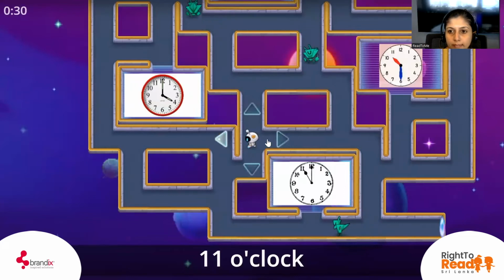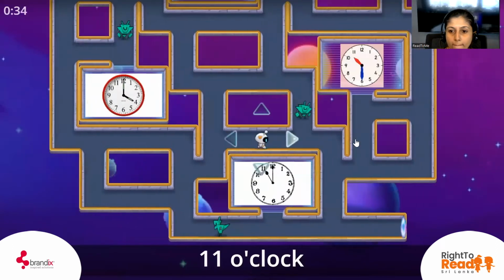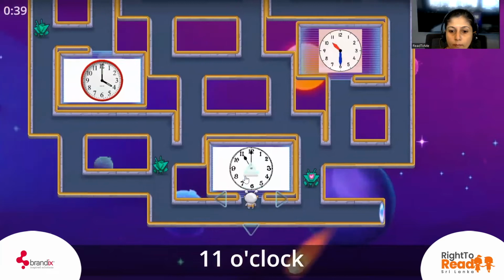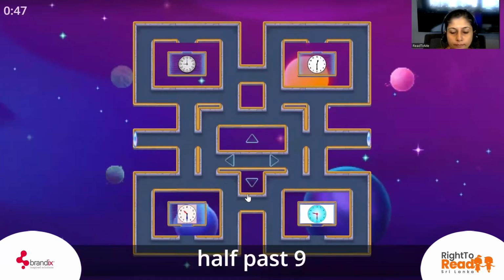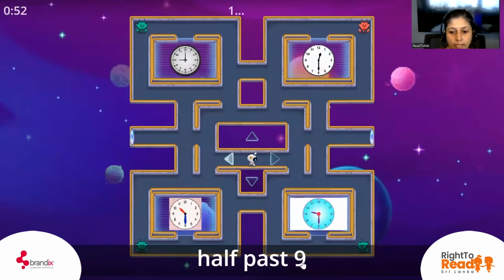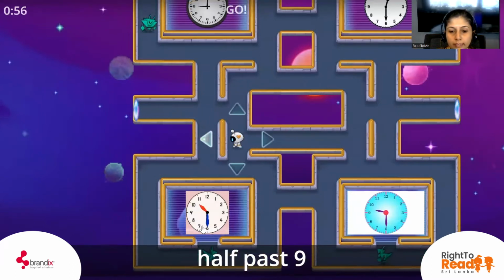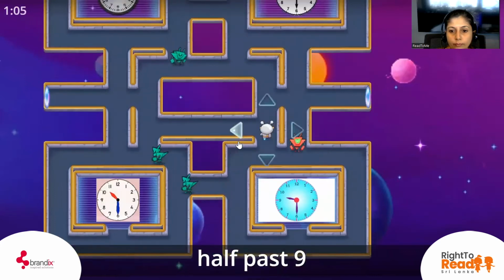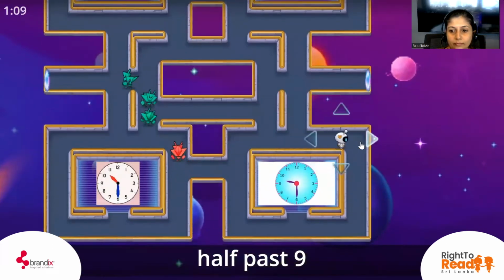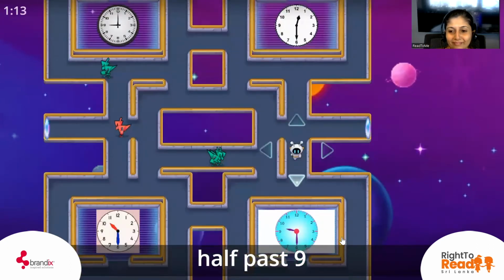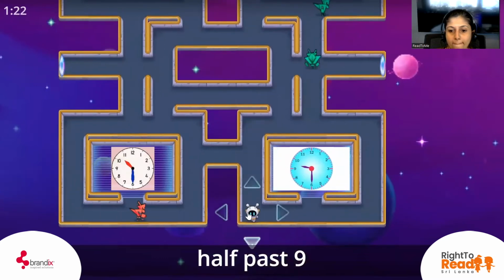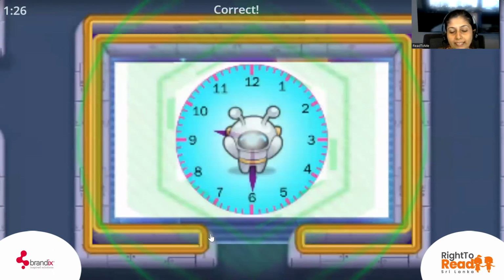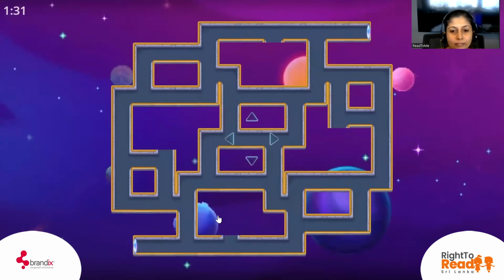You have to escape from the monsters. Yes, it's 11 o'clock. Let's move on to another one. 9:30. That means the short hand should be on 9 and the long hand should be on 6. I think you all love to play games, so you can try this using the link given below.